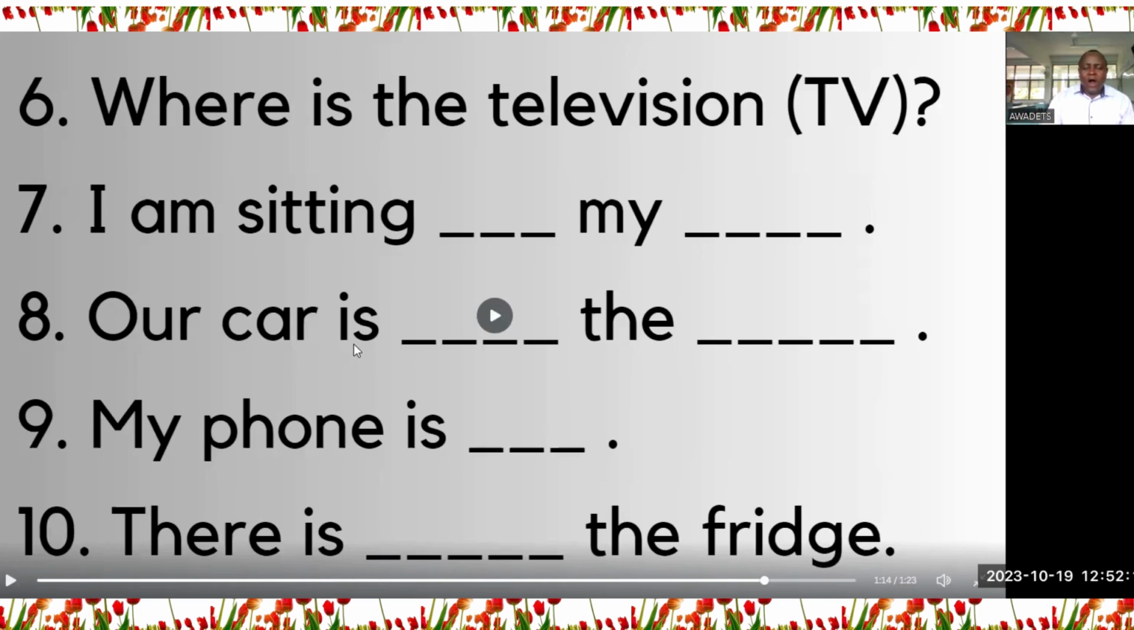Where is your car? Do you have a toy car? Where is it? Do you have a phone? Question number 9. Where is your phone? And question number 10. What do you have in the fridge?